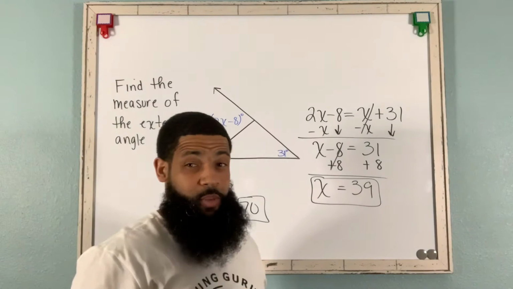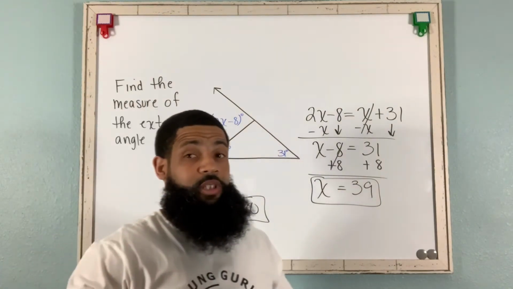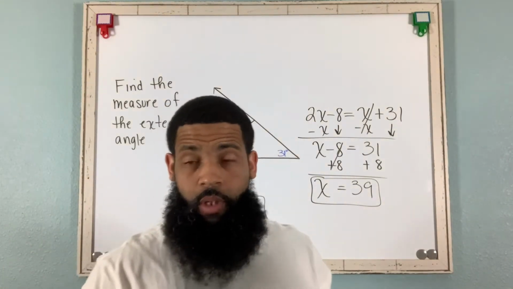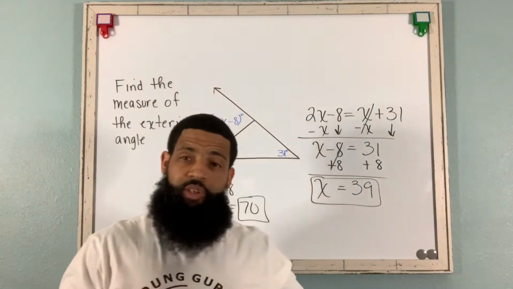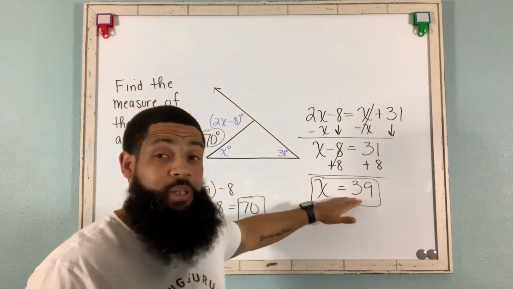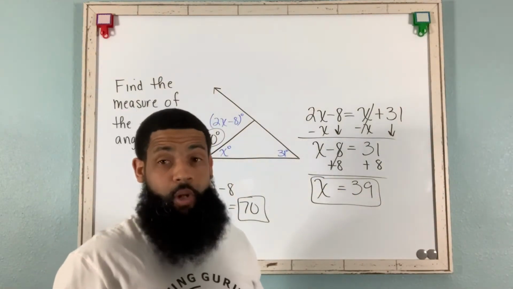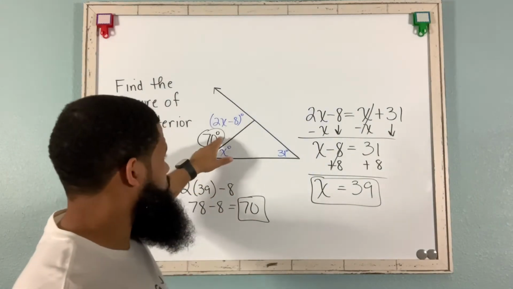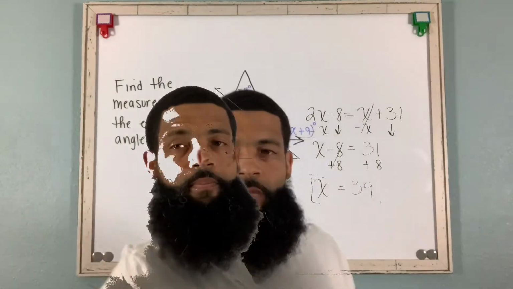So always remember that. Know the difference between when the question is asking you to find the value of the variable and when it's asking you to find the measure of the angle. This would be an answer choice in a multiple choice question, but our actual solution is 70 degrees.